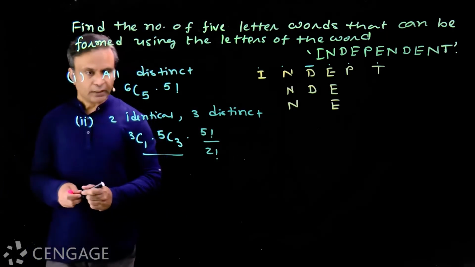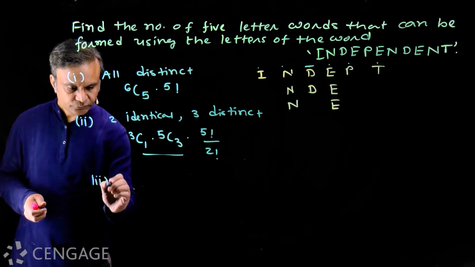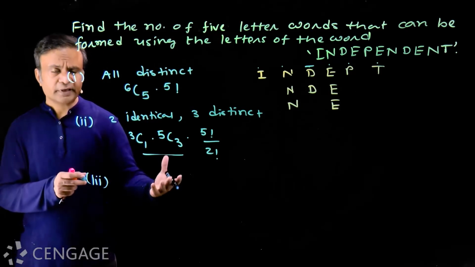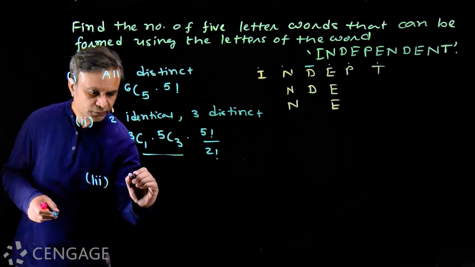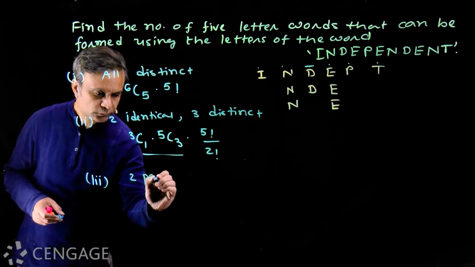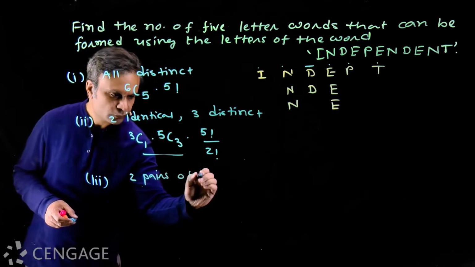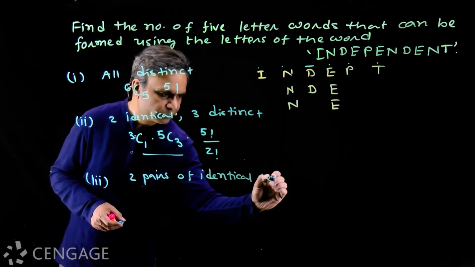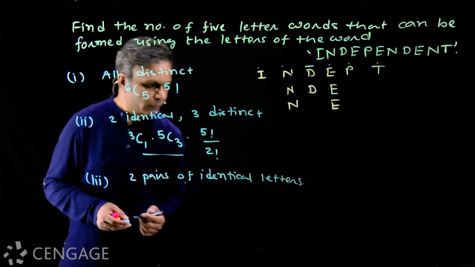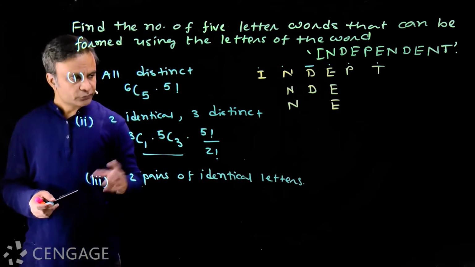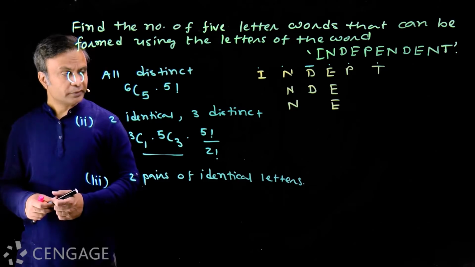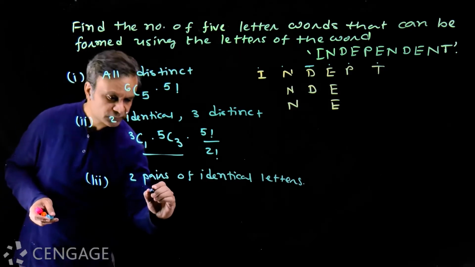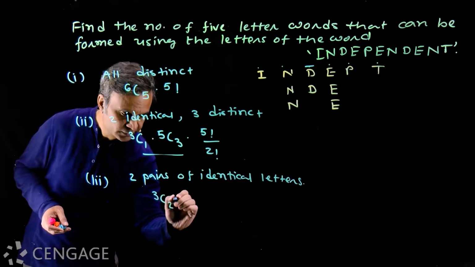Case number 3. What can it be? We have 2 pairs of identical letters. We have 3 options available for a pair of identical letters. We have to select any 2 pairs. We can select in 3C2 ways.